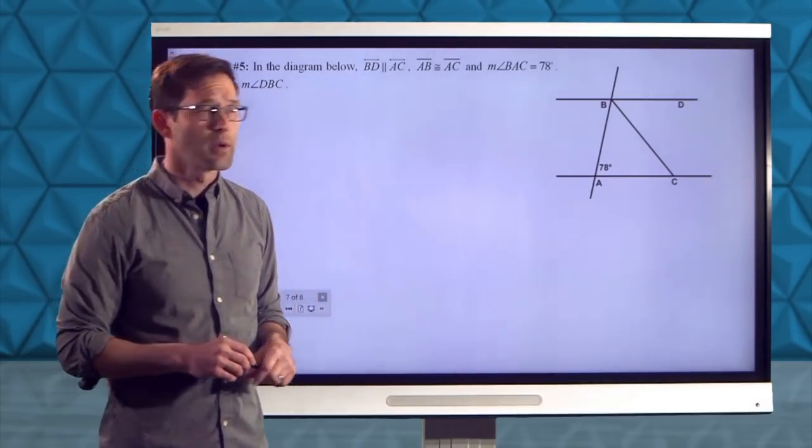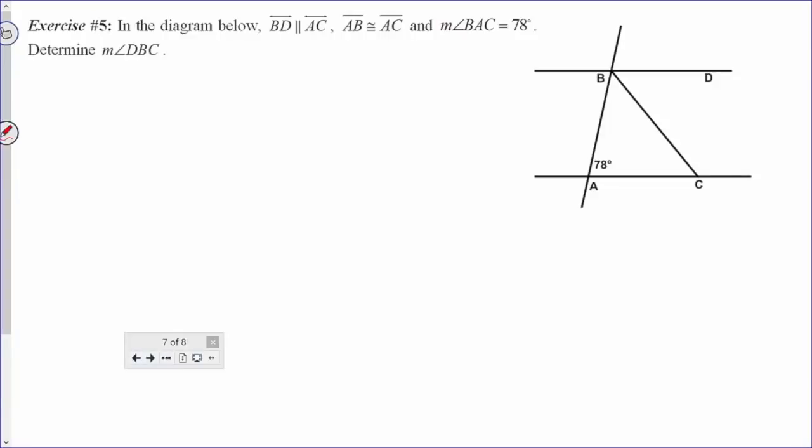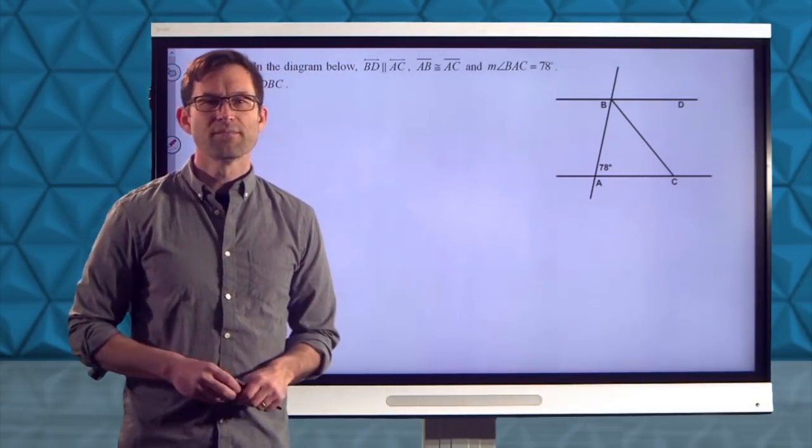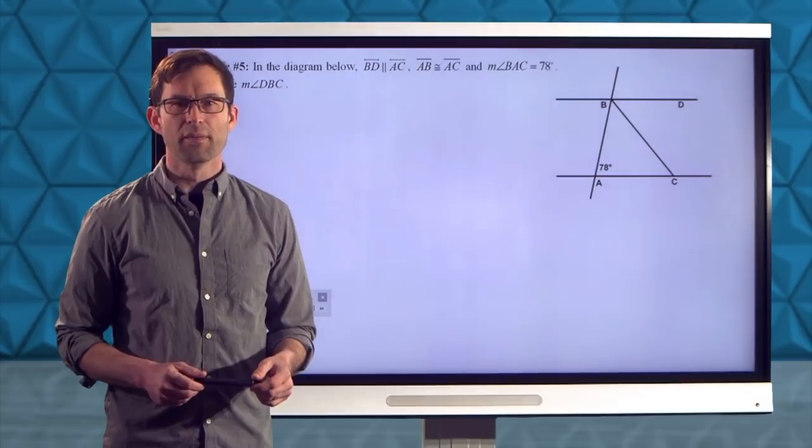So let's take a look at this one. Exercise number 5. In the diagram below, BD is parallel to AC. AB is congruent to AC, and the measure of angle BAC is 78 degrees. Determine the measure of angle DBC. All right. Take a few minutes and see if you can find the measure of angle DBC.